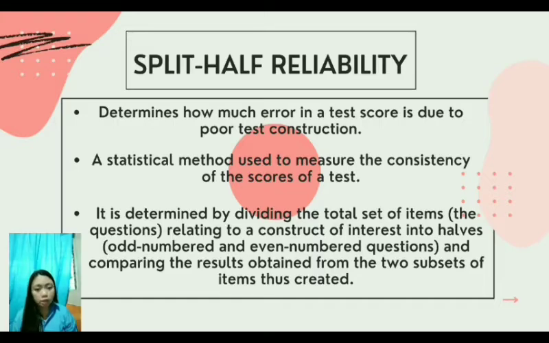Now let us first discuss split half reliability. Split half reliability determines how much error in a test score is due to poor test construction. It is a statistical method used to measure the consistency of the scores of a test. It is determined by dividing the total set of items, which are the questions, relating to a construct of interest into halves, which are odd-numbered and even-numbered questions, and comparing the results obtained from the two subsets of items thus created.